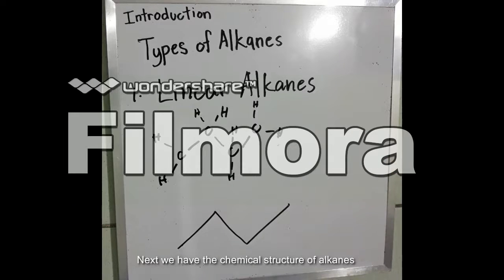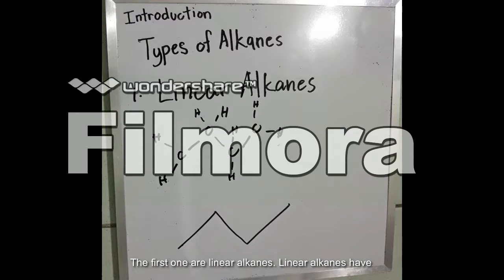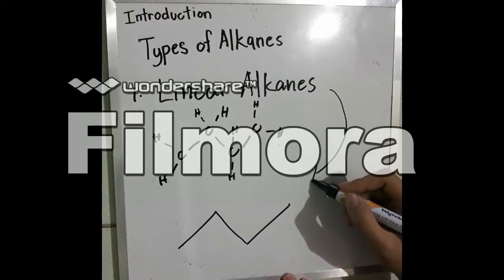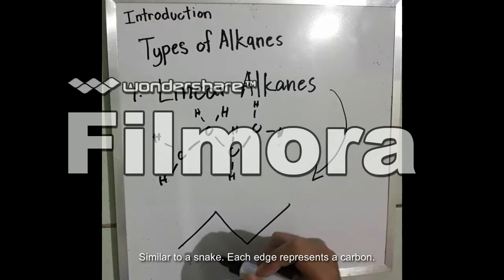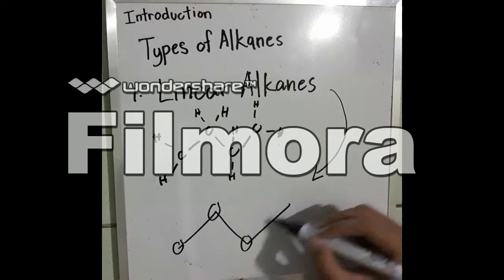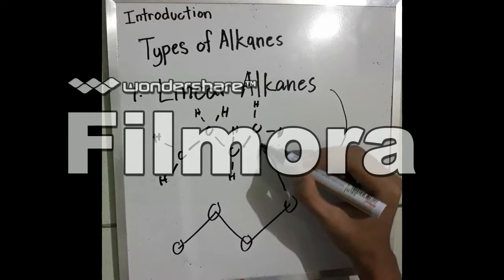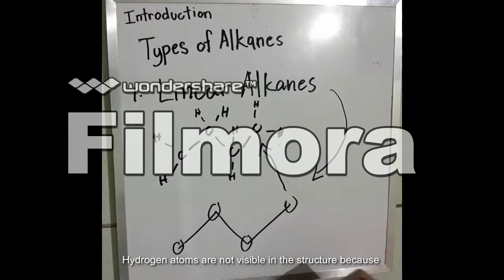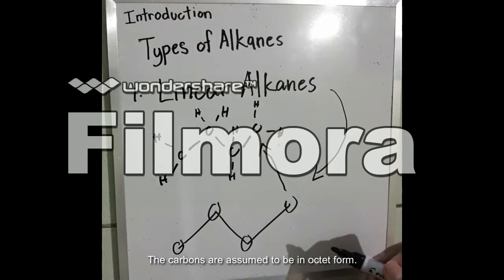Next, we have the chemical structure of alkanes. The chemical structure of alkanes has three types. The first one are linear alkanes. Linear alkanes have carbons bonded together in a chain-like structure, similar to a snake. Each edge represents a carbon. Hydrogen atoms are not visible in the structure because the carbons are assumed to be in octet form.